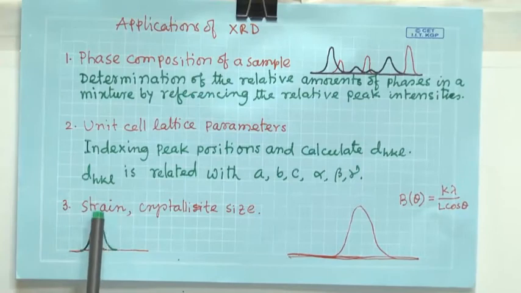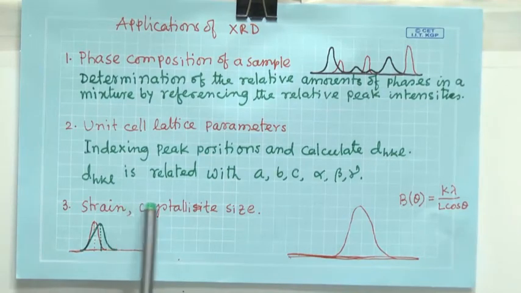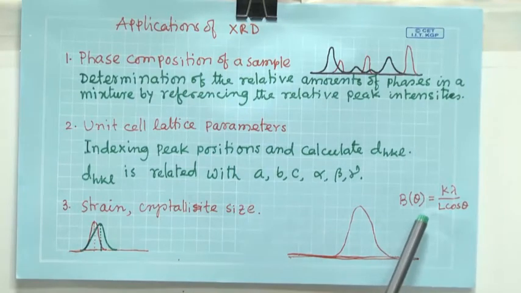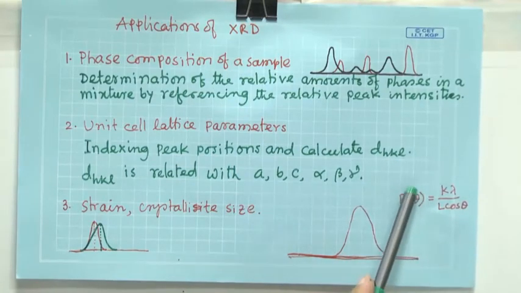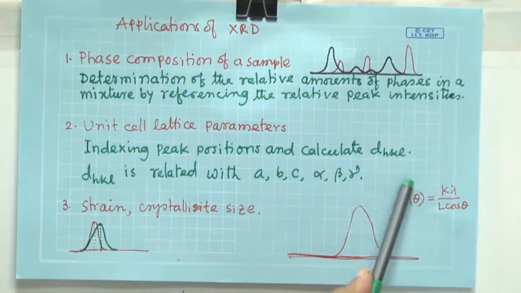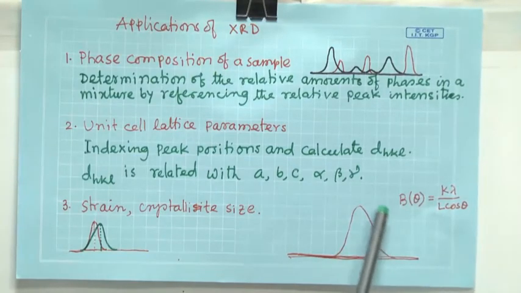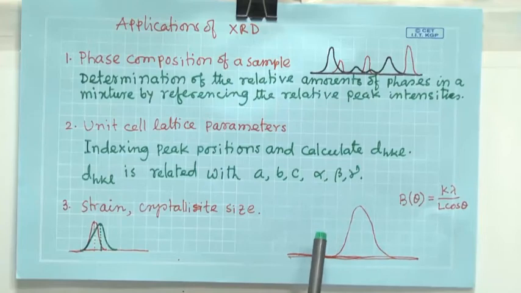Also, one can study the strain in the sample, and in a polycrystalline sample, one can find out the grain size. So, this is one formula I have shown here. This B as a function of theta is the broadening of the peak. So, the higher the broadening, the lower the crystal grain size, so the ordered region will be smaller.